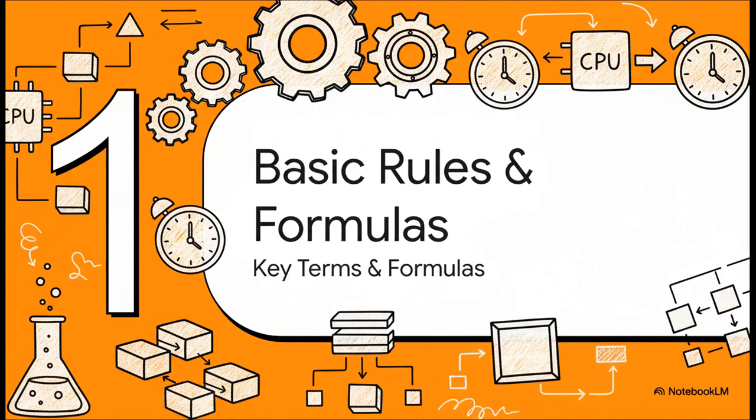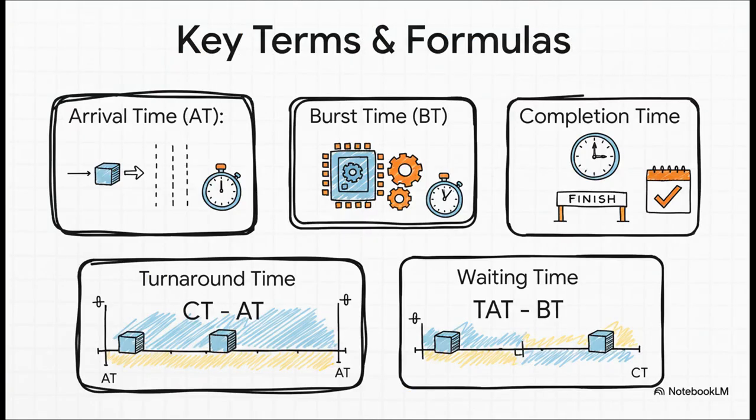All right, first things first. Let's get our key terms and formula straight. Think of these as the building blocks for literally everything else we're about to do. Okay, let's lock in these terms. Arrival time, or AT, is just when a process shows up ready to go. Burst time, BT, is how much CPU time it actually needs to finish its job. And completion time, CT, is the exact moment it's all done.